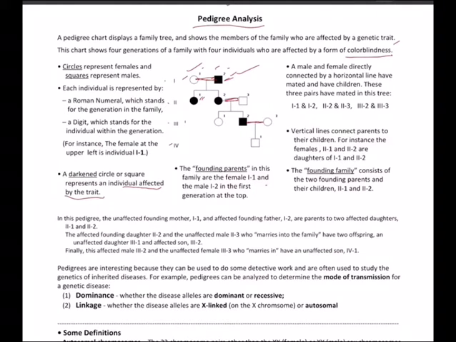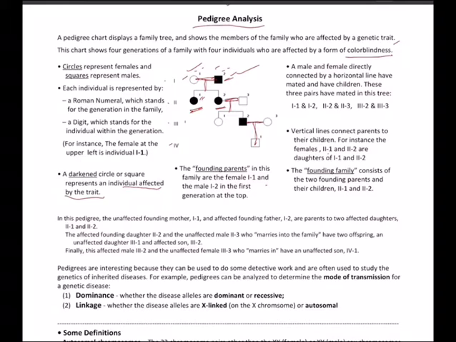Vertical lines connect parents to their children. This is a vertical line, and this is a vertical line. For instance, the females Roman 2, 1 and 2 are daughters of Roman 1, 1 and 2. So these are the 2 daughters of these 2 parents. The founding family consists of 2 founding parents, Roman 1, 1 and 2, and their children, Roman 2, 1 and 2, these 2 daughters.